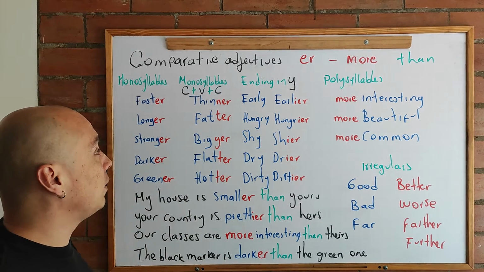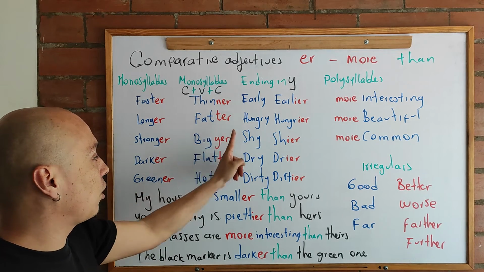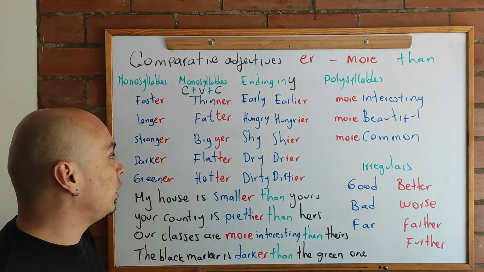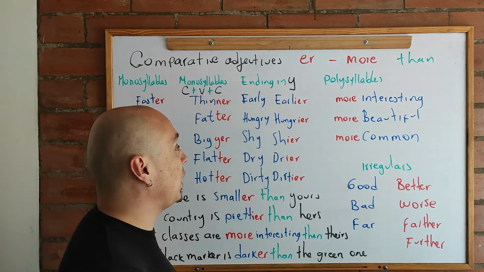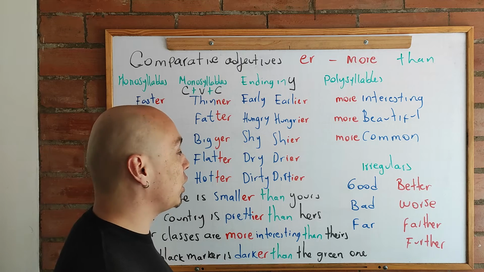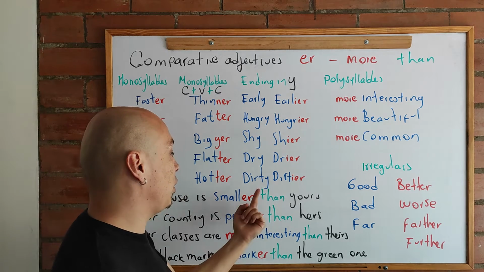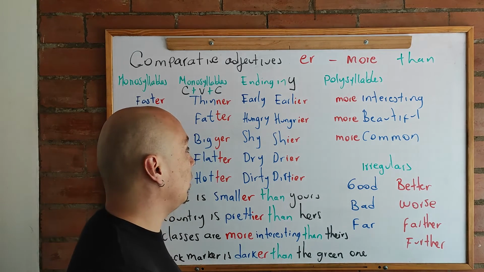Then we have any adjective that finishes in Y, like early, hungry, shy, dry, dirty. So you change the Y for an I, and you say earlier, hungrier, shyer, drier, dirtier. You change the Y for an I and add ER.